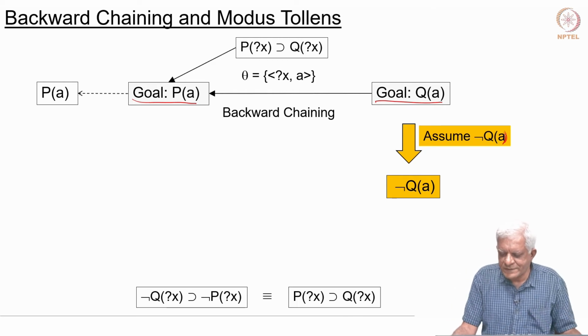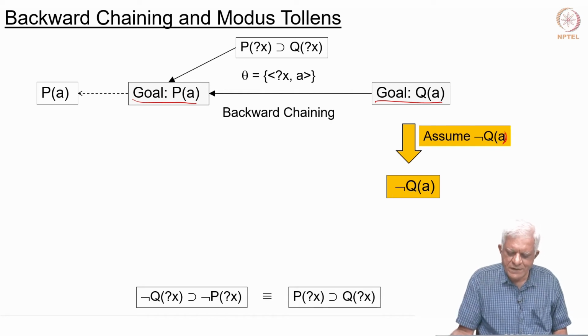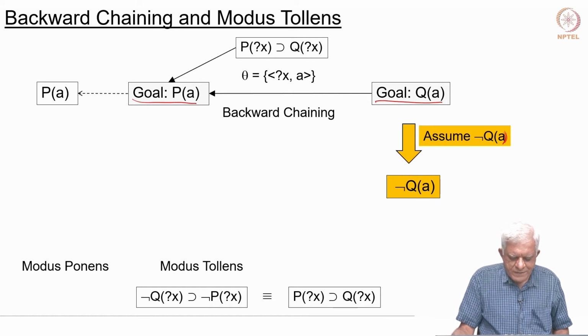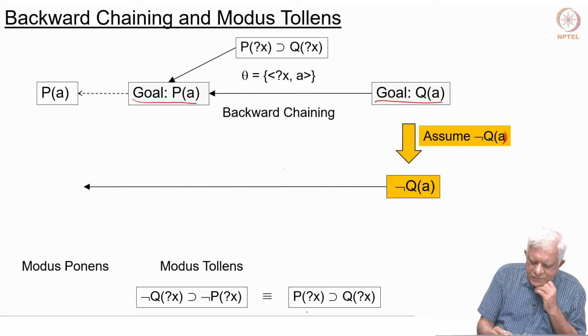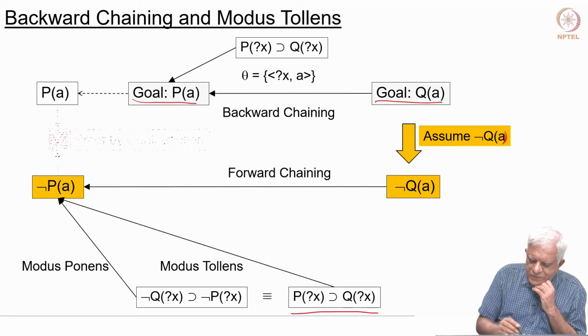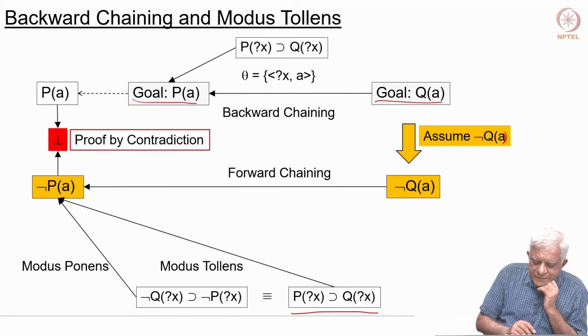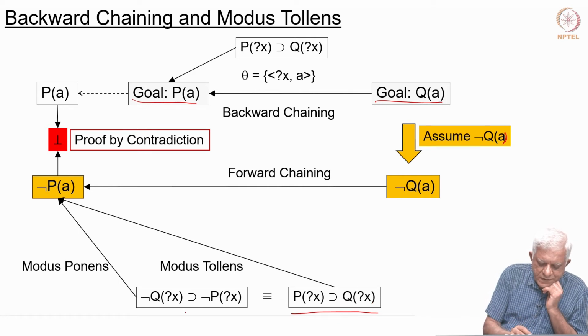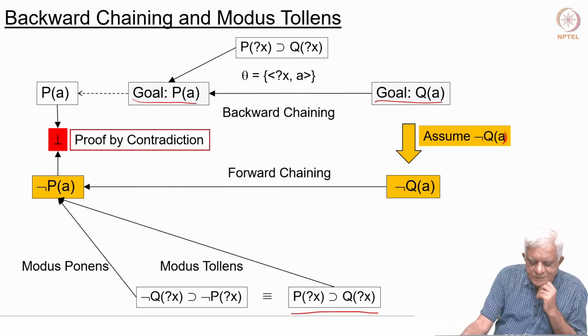So, here we are assuming this not Q of A. The fact that it is in a colored box means that it is an assumption, it is not a fact, but it is added as a fact essentially, it is a negation of the goal. Now, our original rule was P of x implies Q of x, correct? And we know from the rules of substitution that P of x implies Q of x is the same thing as not Q of x implies not P of x essentially. That was one of the rules of substitution we had seen.